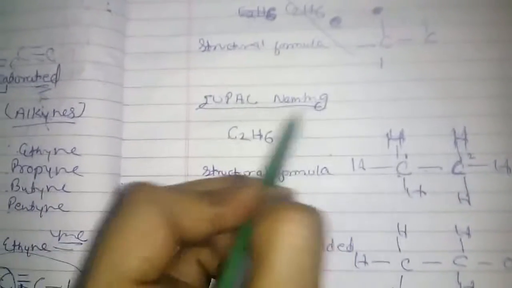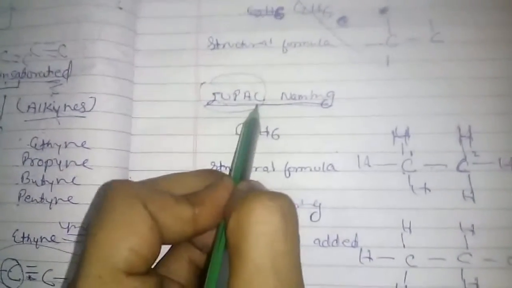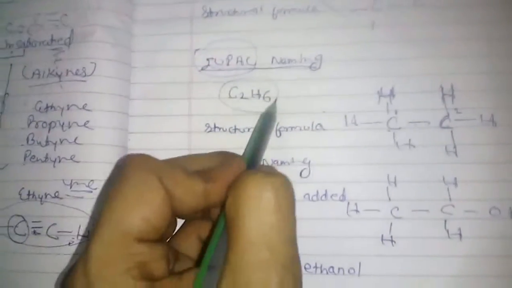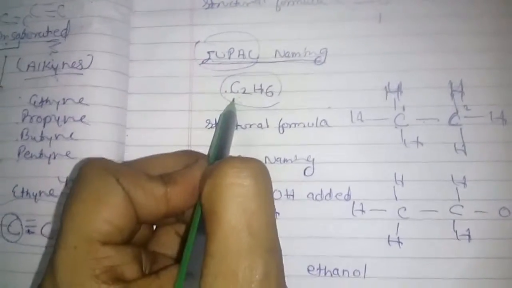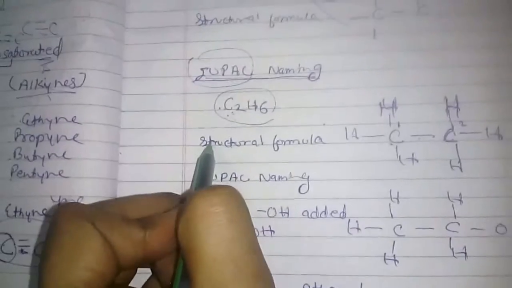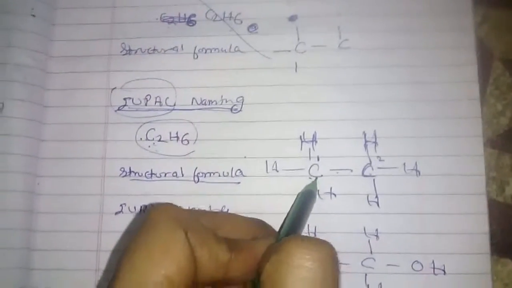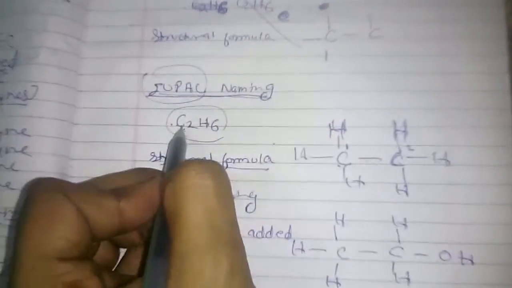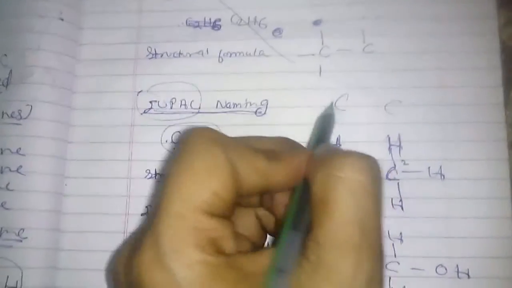Let us learn IUPAC naming. IUPAC stands for International Union of Pure and Applied Chemistry. It means naming of the various compounds which we have learned. Let us take an example of this compound. We don't know right now what it is. It is given as C2H6. First we have to make the structural formula to name it. So it has been made here. How can we make it? First we have to take carbon, then the number of hydrogens, 6.